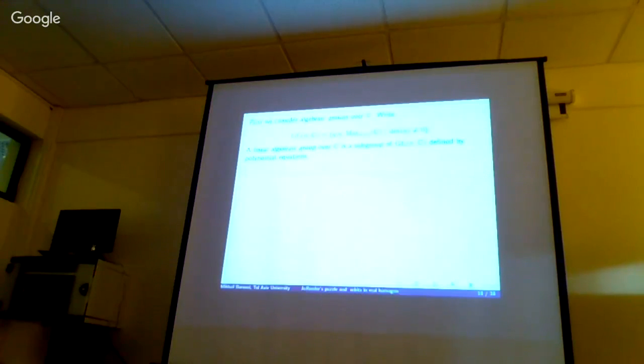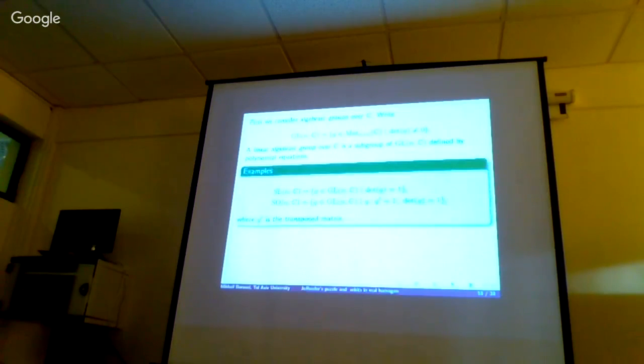Okay. First, we consider an algebraic group over the field of complex numbers C. So we consider GL_n(C). It's all matrices with non-zero determinant. It's a group, as you probably know. And a linear algebraic group over the complex numbers is a subgroup of GL_n(C) defined by polynomial equations.